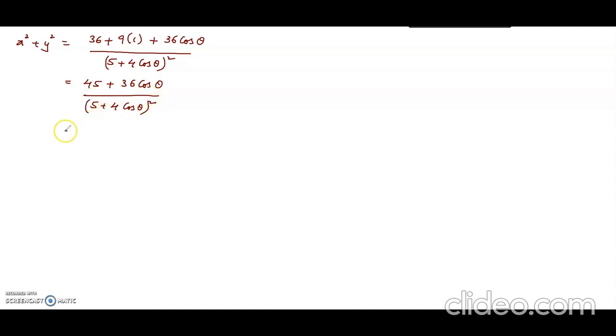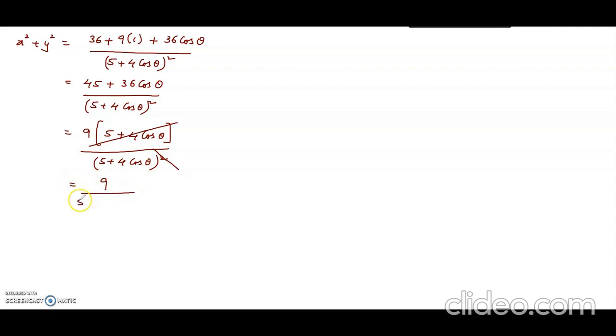Now 45 and 36 both are multiples of 9, so we can take out 9 common. We have 9 into 5 is 45, 9 into 4 cos theta is 36 cos theta, divided by 5 plus 4 cos theta whole square. So you can cancel 5 plus 4 cos theta with the square. So the value of x square plus y square will be 9 by 5 plus 4 cos theta. So this is your left hand side value, x square plus y square.